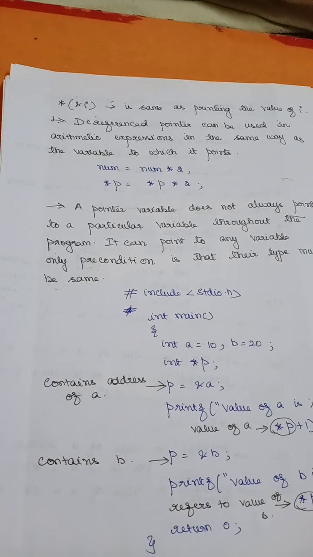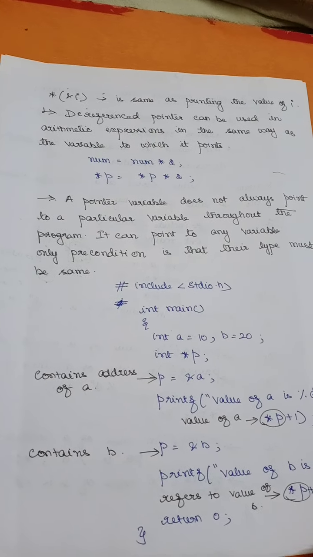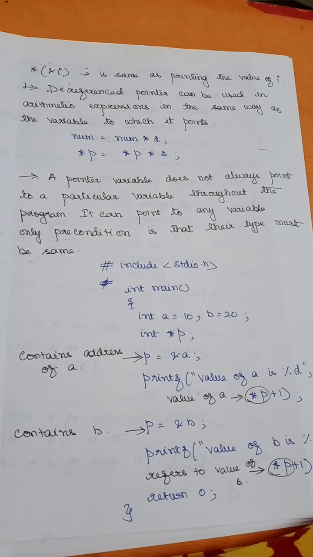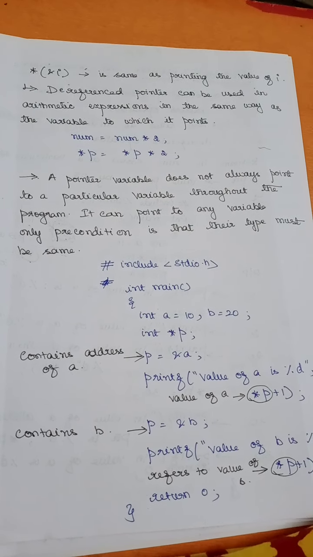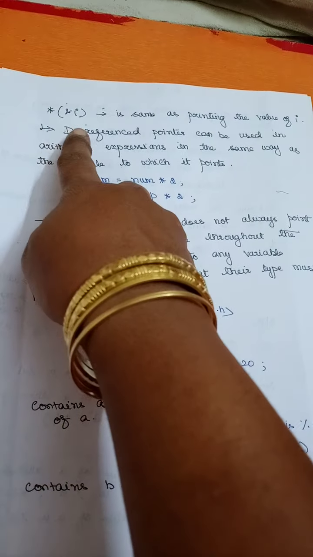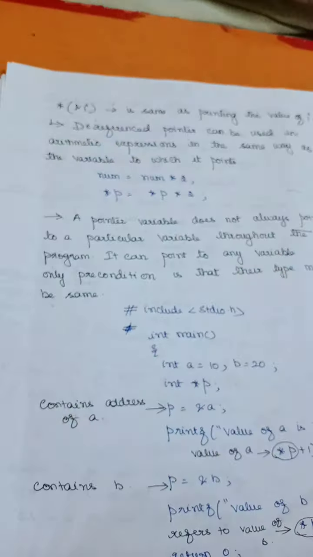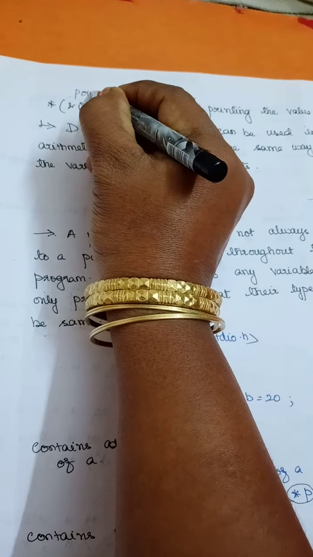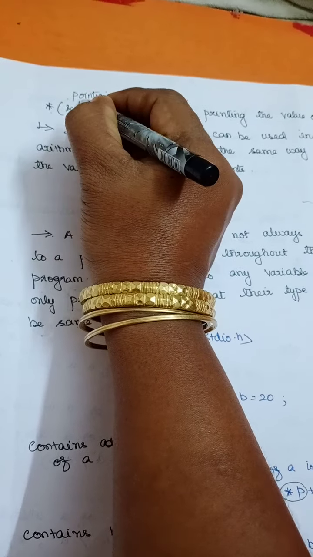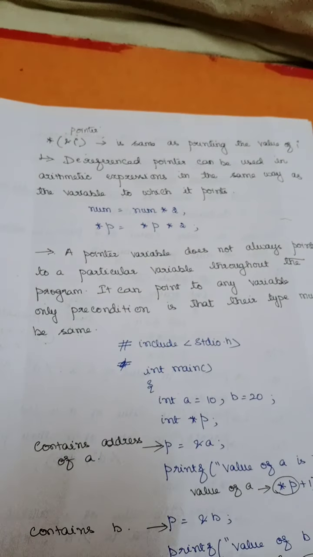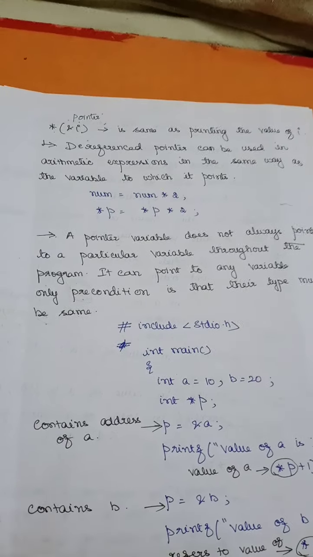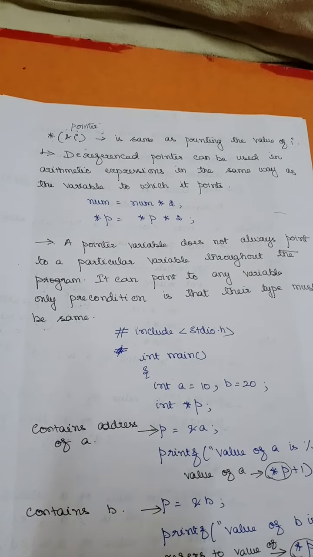Now, see, I can also use it like this. Ampersand i refers to the address of i, right? So star of address of i: what is the meaning? This address of i refers to p, the pointer. So star pointer means it refers to the value present in the variable i. That is what is given like this.